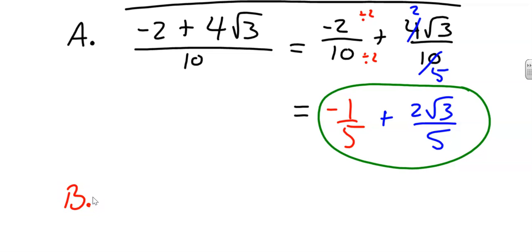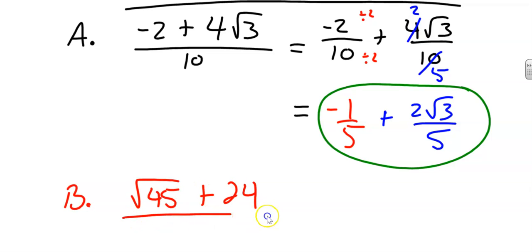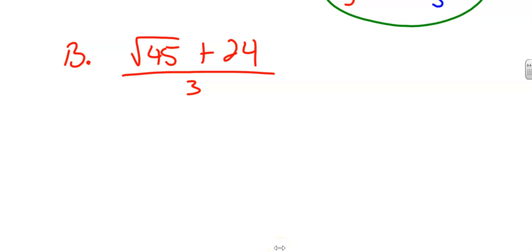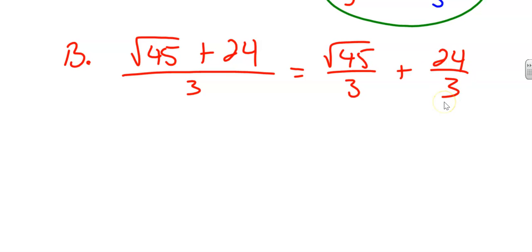Let's give you one more of those just so you can kind of see that they may have some of these where you actually do have a square root that you could simplify. Okay, and again, you can still go ahead and break it up into two parts. You get square root of 45 over 3, and then you get 24 over 3. And with the 24 over 3, well, that's just 8. So we're good to go there.